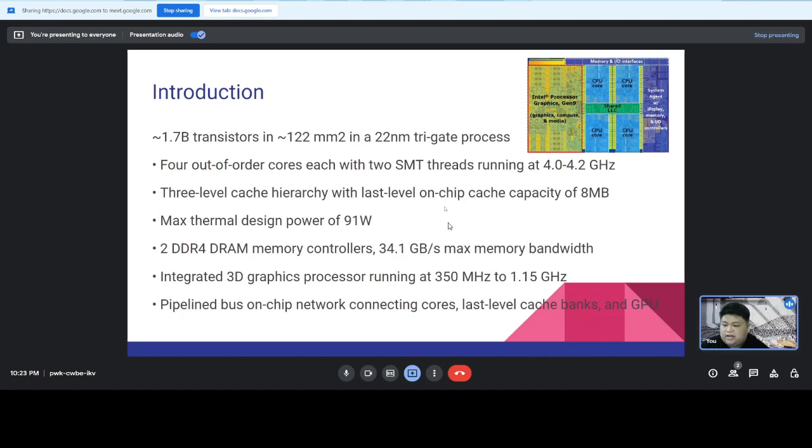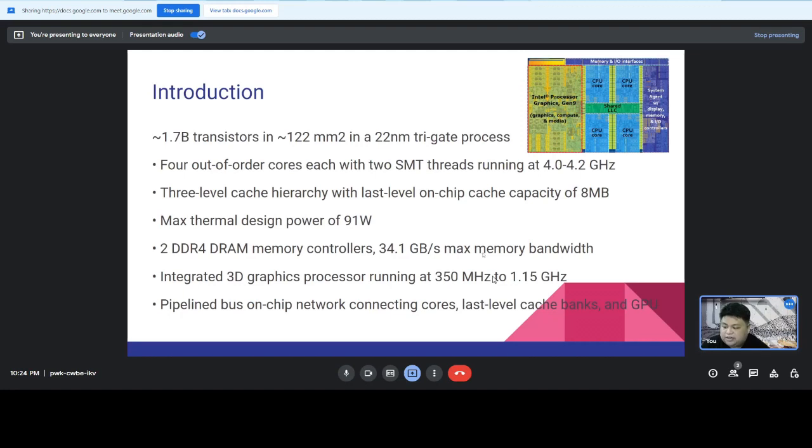The bus is 8 giga transfers per second, and the thermal design power is 65 watts. The onboard graphics is Intel HD Graphics 530 of 8 MB. Its max thermal design power is 91 watts. So it is capable of 2 DDR4 DRAM memory controllers, which is 34.1 gigabytes per second max memory bandwidth.